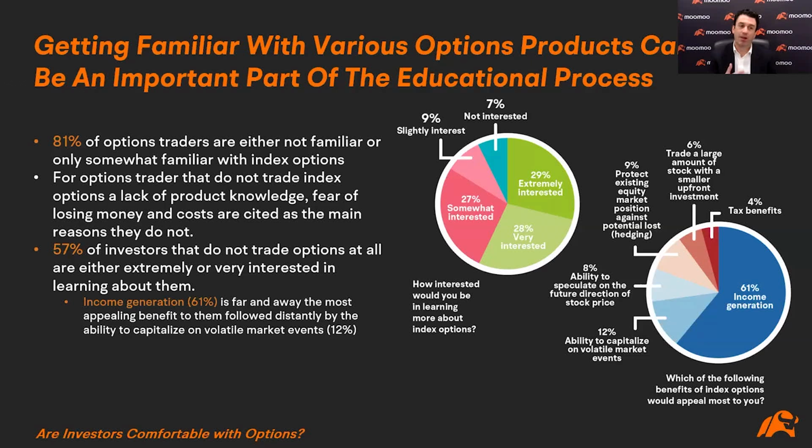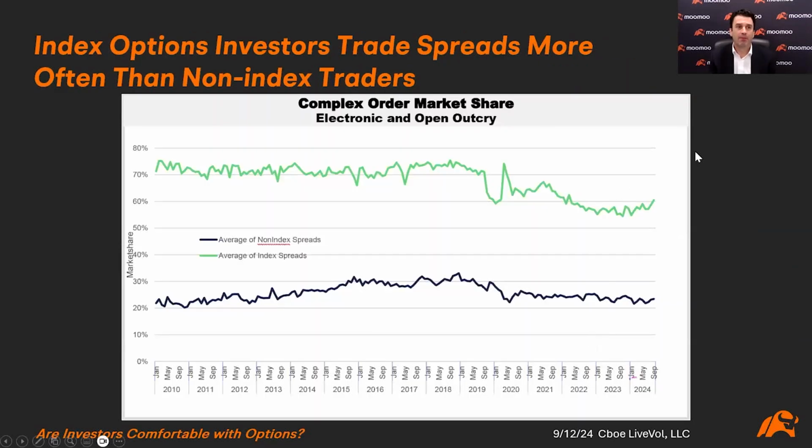57% of investors that do not trade options at all are either extremely or very interested in learning about them. So there is that interest, and that's something we're working really hard on here at Moomoo, to make sure that if you are interested in options, we give you the education to learn how to trade them. And here we have another slide from Cboe. Index options investors trade spreads more often than non-index traders.